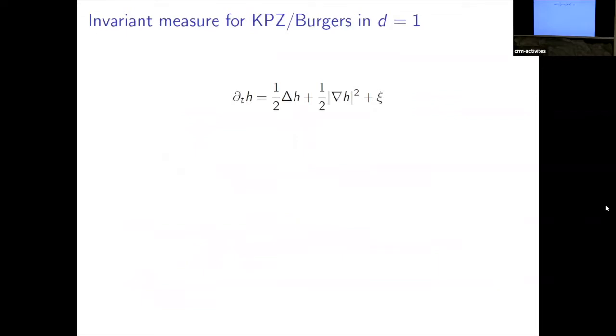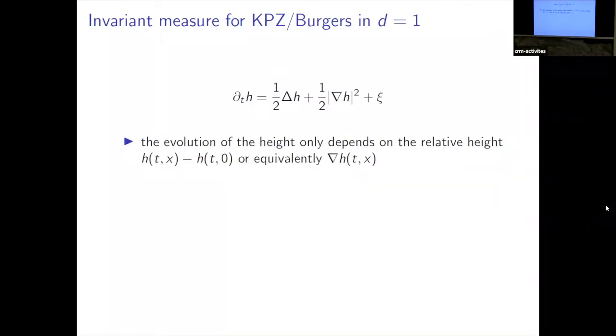Before talking about the main result, I'd like to say something about the invariant measure for the KPZ equation, and for the Burgers equation, in d equal to 1. If you look at this equation, the right-hand side only depends on the gradient of H, meaning that if you add a constant to H, it doesn't change anything on the right-hand side. From this perspective, you should not expect H itself to converge to any stationary state, because the height doesn't feel the dynamics. It's only the shape of the height that feels the dynamics. So the evolution of the height only depends on the increment process. I just look at H(t,x) minus H(t,0). I call this the increment process, which is equivalent to the gradient of it.